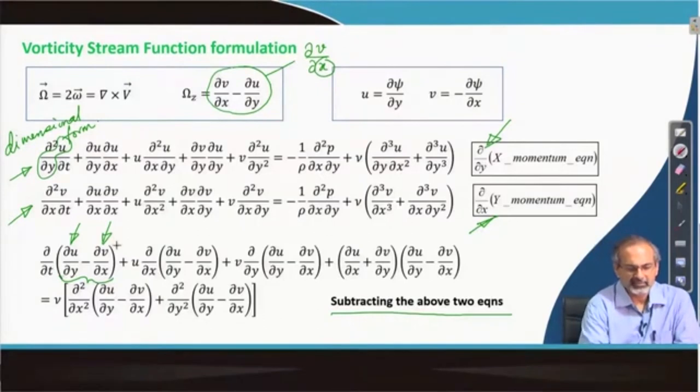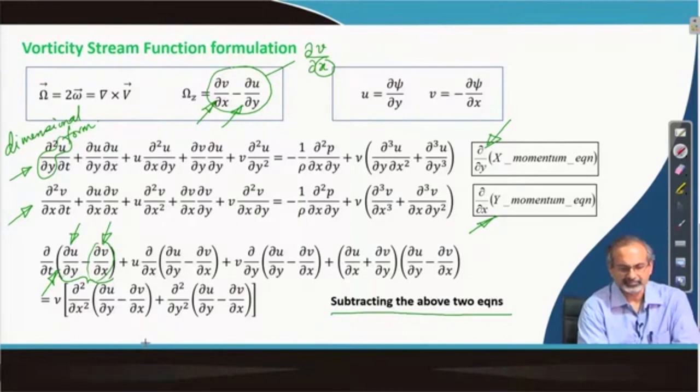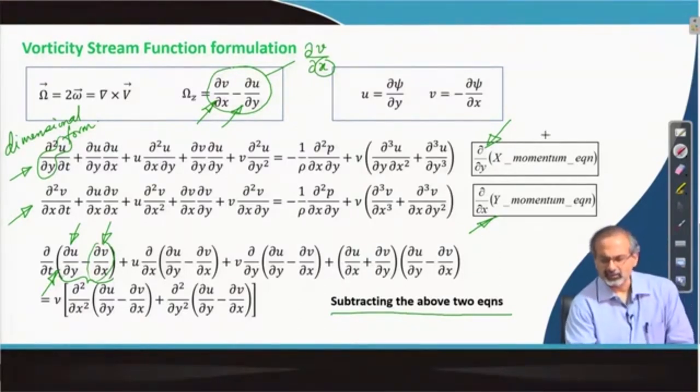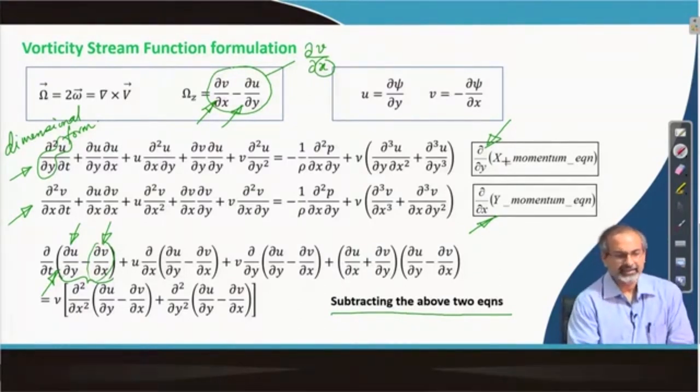So, we have to keep this in mind. Here again we have created the del v del x term, like we have in vorticity. We have generated the del u del y term like we have in vorticity. So, we are able to bring in vorticity here by subtracting these two equations. And the way we have differentiated again creates those cross derivatives.